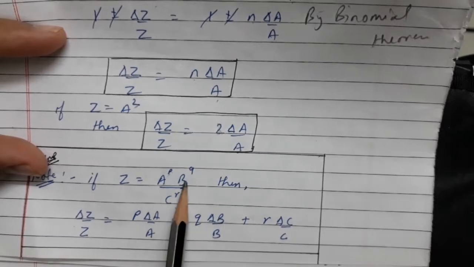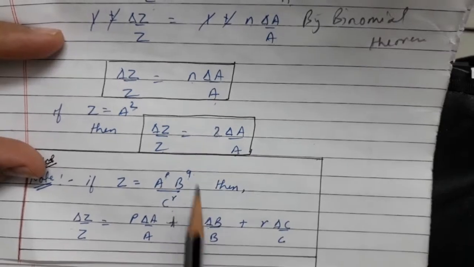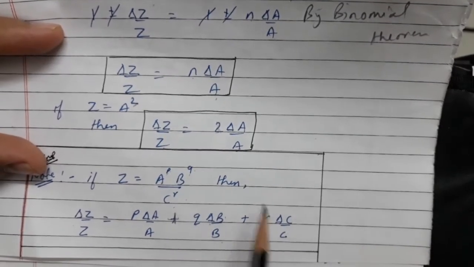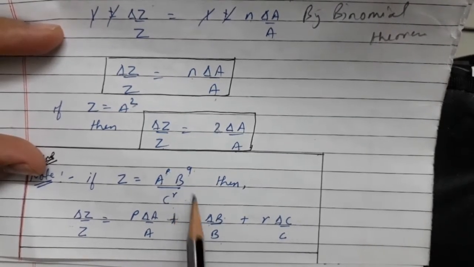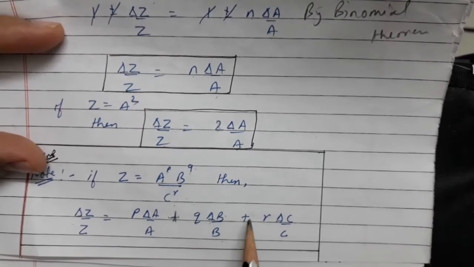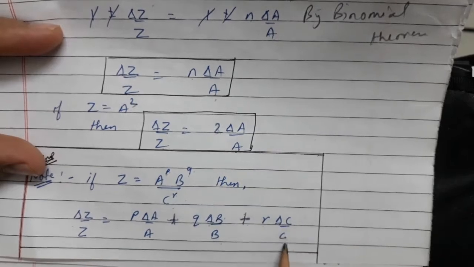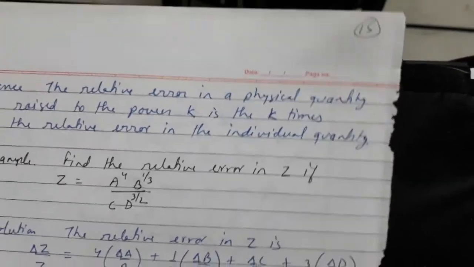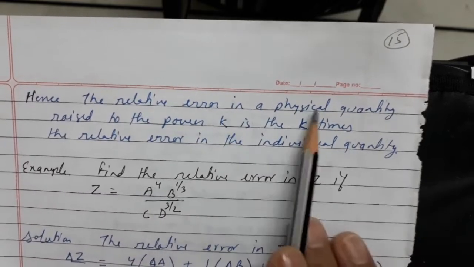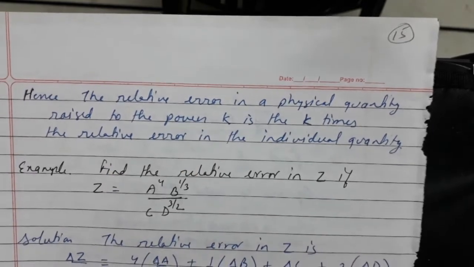If the two quantities are in product, then we have to just do the sum of the relative errors. Then b to the power q can be written as q del b upon b, plus. Now this quantity is given in the division, so again we can consider it positive, and the power r will come in front, and it will be r del c upon c. So this is the actual way of solving for the relative error. Hence we'll conclude that the relative error in a physical quantity raised to power k is k times the relative error in the individual quantity.